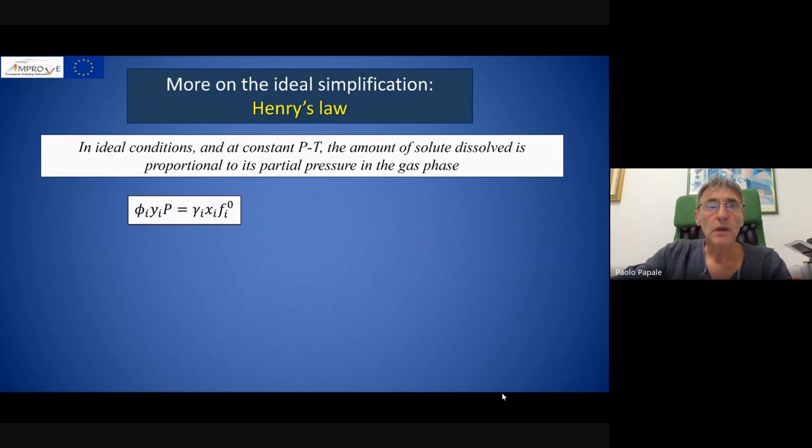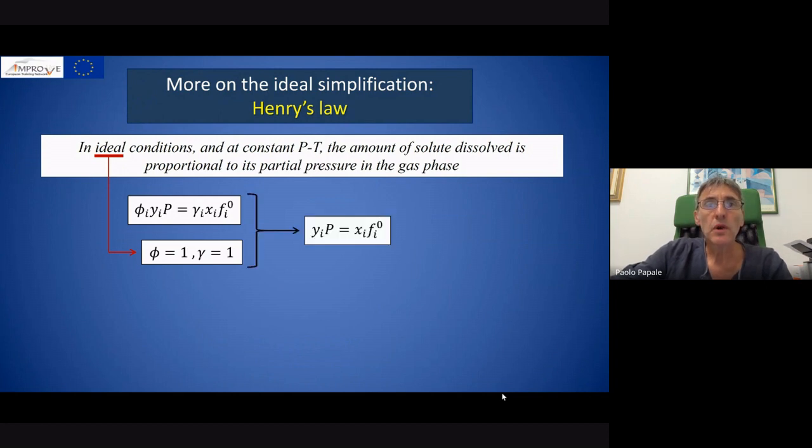Okay. In order to derive Henry's law, let's analyze its statement in light of the general equilibrium equation reported here. First, Henry's law refers to ideal conditions, thus to the case where the activity coefficient in the liquid phase and the fugacity coefficient in the gas phase are both equal to 1. With such an assumption, the equilibrium equation reduces to its ideal form reported here, from which we can explicit the mole fraction of the solute, that is, the component that dissolves in the liquid.